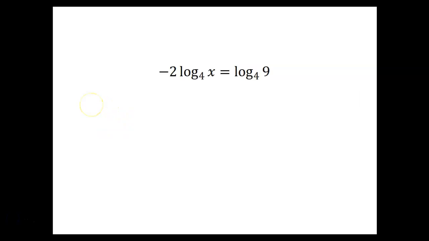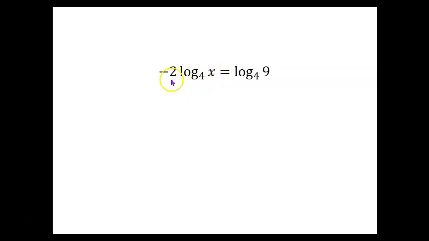Let's try this example. Negative 2 times the base 4 log of x equals the base 4 log of 9. Now, if both sides were just the base 4 log of something, that would make it easy. We can undo the base 4 logs and get the somethings equal. Right now, we don't quite have that. This is not just the base 4 log of something, it's negative 2 times the base 4 log of something.